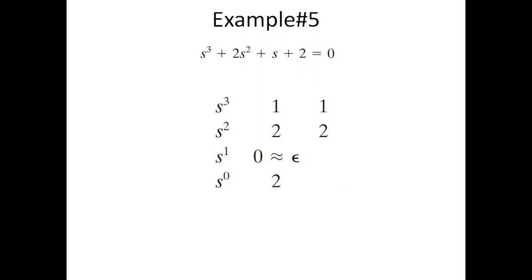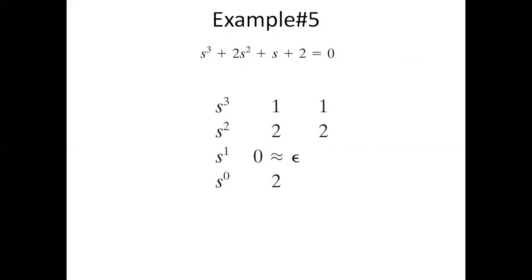So here it is seen that from the characteristic equation, in the case of s to the power 1, we will only concentrate on the first column. This applies when in the first column of the Routh array there is a 0, but all the other elements are not 0. Then that particular 0 will be replaced by a small number called epsilon.